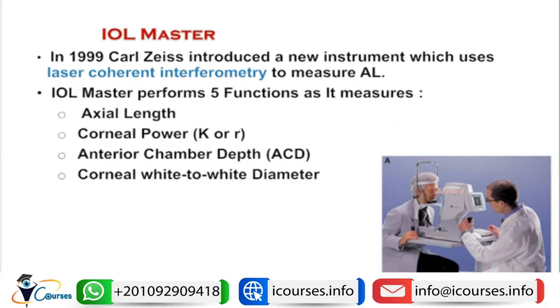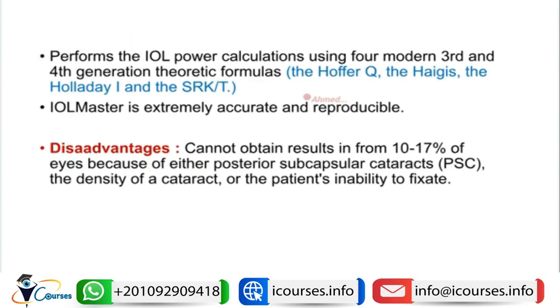Not only the axial length of the eye can be measured by this device, but also other factors like corneal power or K reading, anterior chamber depth, and the corneal white-to-white diameter. So this all-in-one device can be used for measurement of the biometry without the need of any other devices. This device can measure the K reading, can measure the axial length, and it even has software that can calculate the IOL power. So it can use the third and the fourth generation formulas in order to calculate the resultant intraocular lens power.